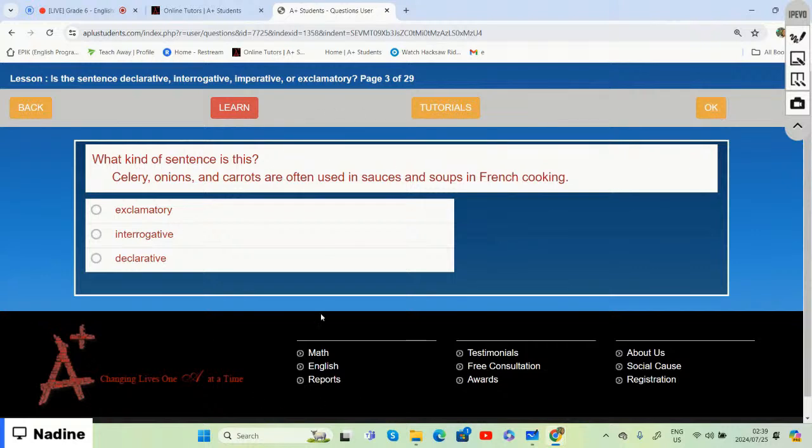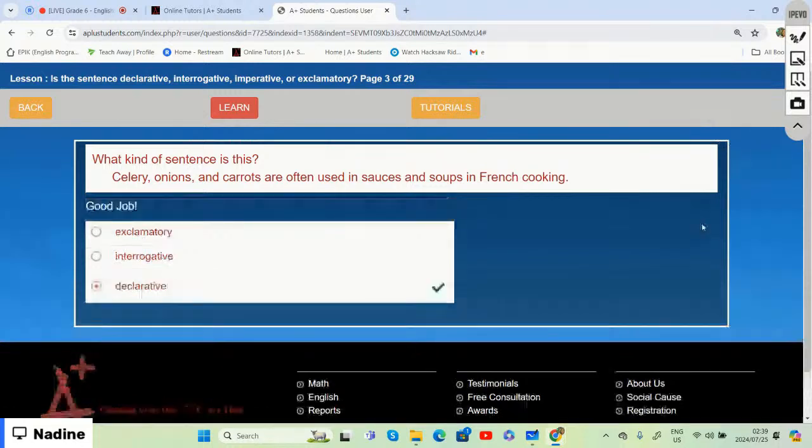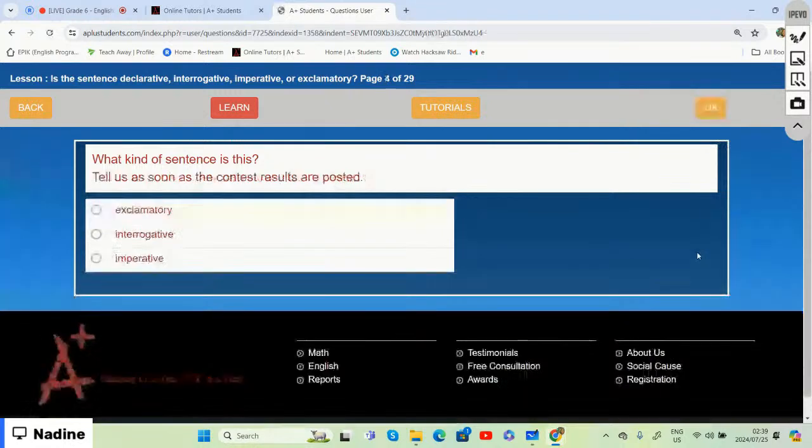And if we were to choose our correct sentence, we would go with option three because they're basically just telling you something. So it is a declarative sentence.